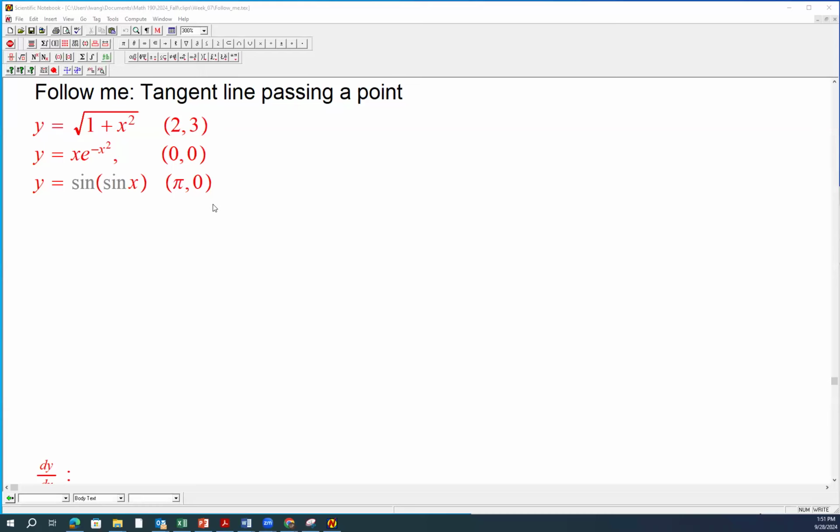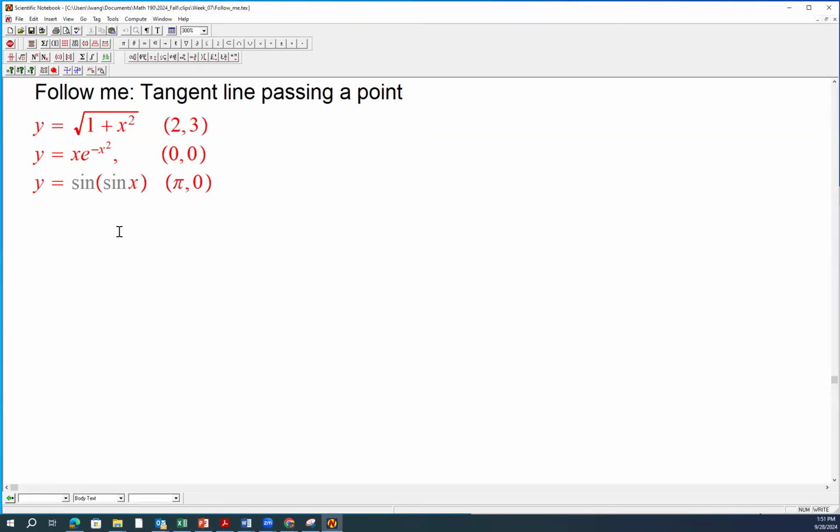Hello, in this lesson, we're going to find a tangent line passing a specified point. Once again, please get your paper and pencil ready and follow me. You can do whatever with the recording: fast forward, rewind, or replay. Do it before me or do it after me, okay? But make sure you know how to do it all by yourself.